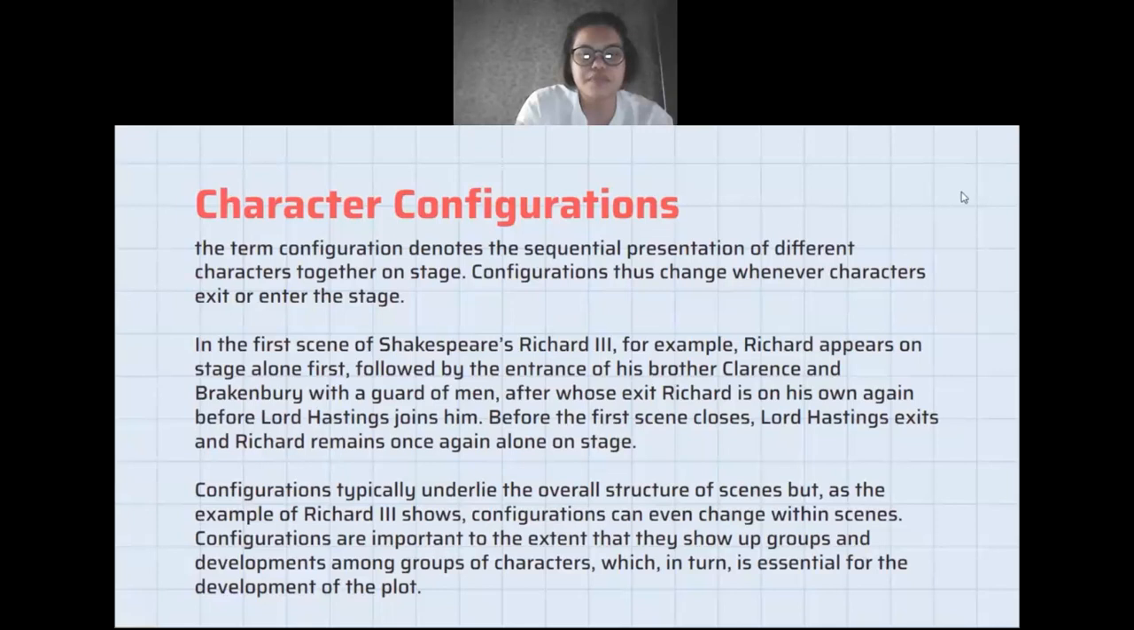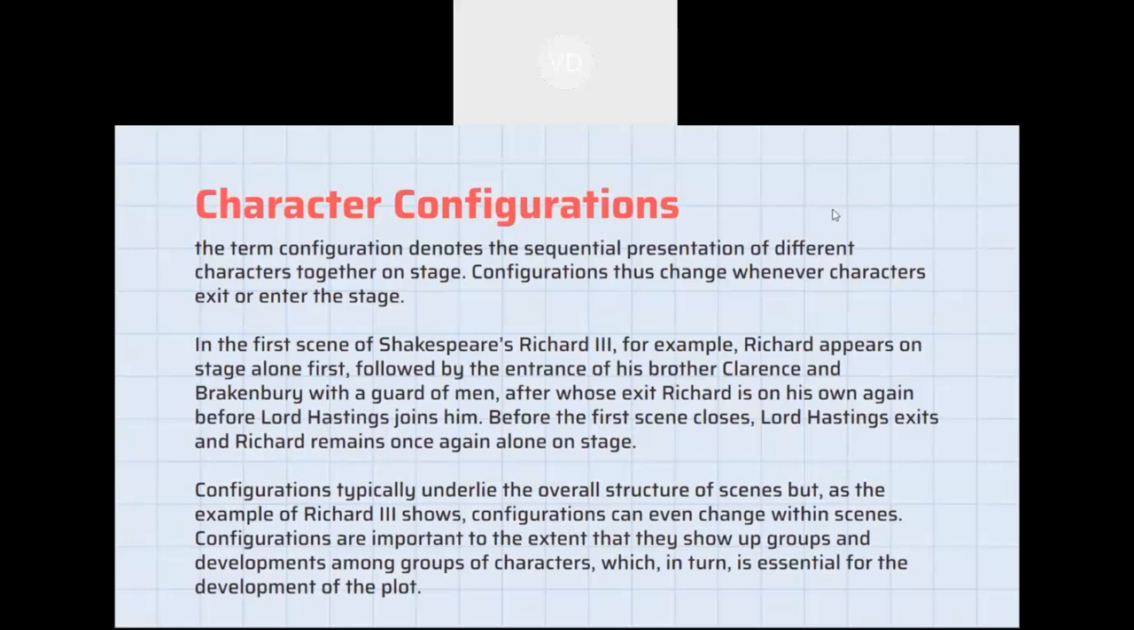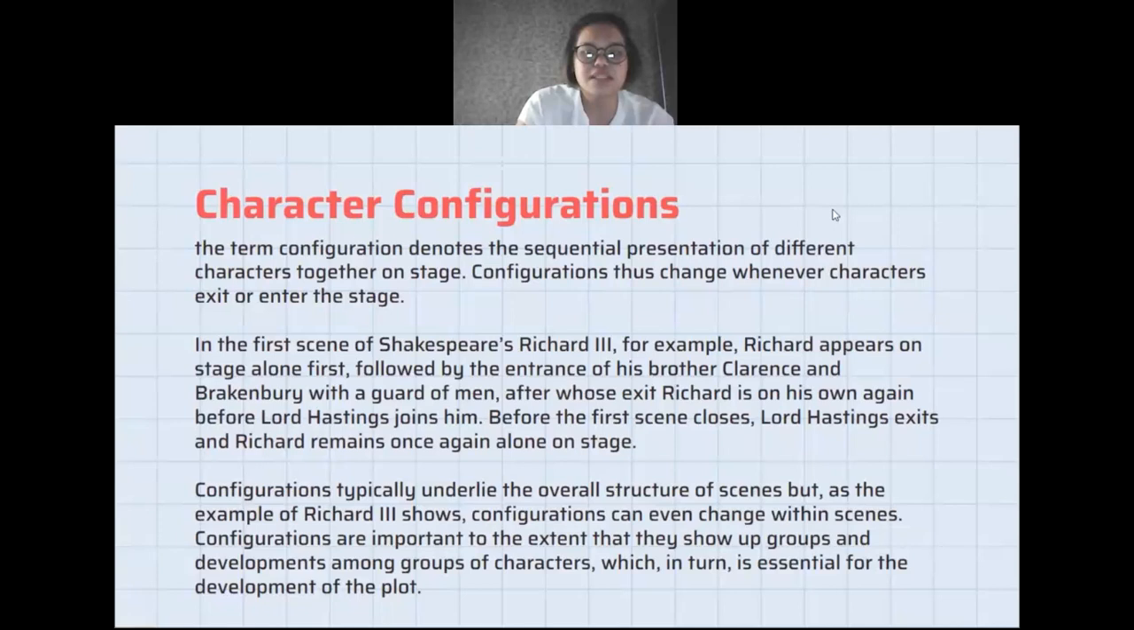In the first scenes of Shakespeare's Richard III, for example, Richard appears on stage alone first, followed by the entrance of his brother Clarence and Brackenbury with a guard of men, after whose exit Richard is on his own again before Lord Hastings joins him. Before the first scene closes, Lord Hastings exits and Richard remains once again alone on stage. Configurations typically underlie the overall structure of scenes, but as the example of Richard III shows, configurations can even change within scenes.